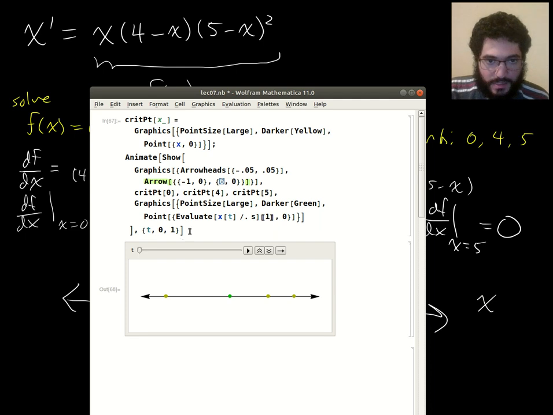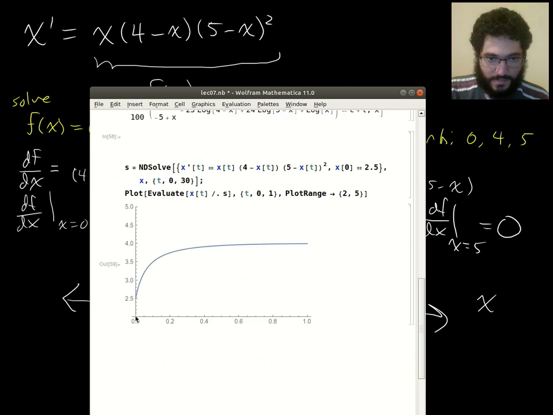And I'm including as a green dot my previous numerical solution that I just showed you how I got. You can see as I play this animation, this green dot is starting at 2.5. If I play this animation, it moves to the right and approaches 4. And what you're seeing is in real time, where the time axis is literally time, you're seeing this behavior here.